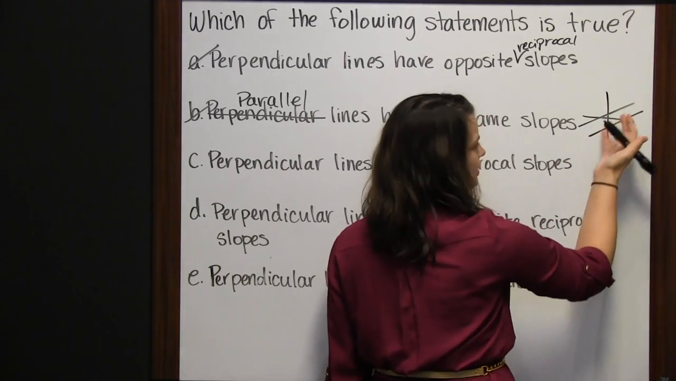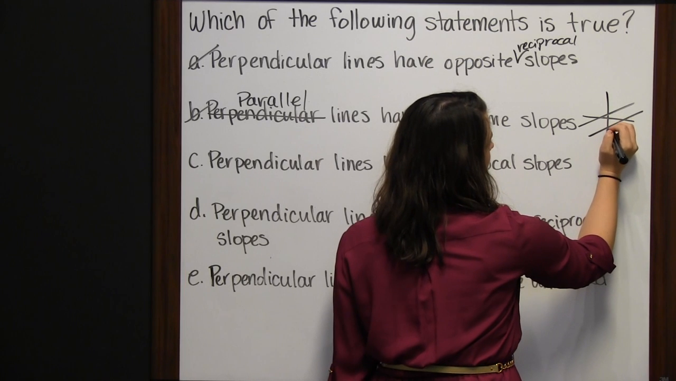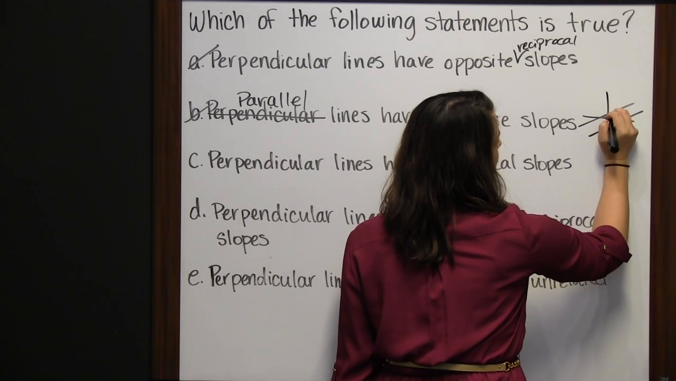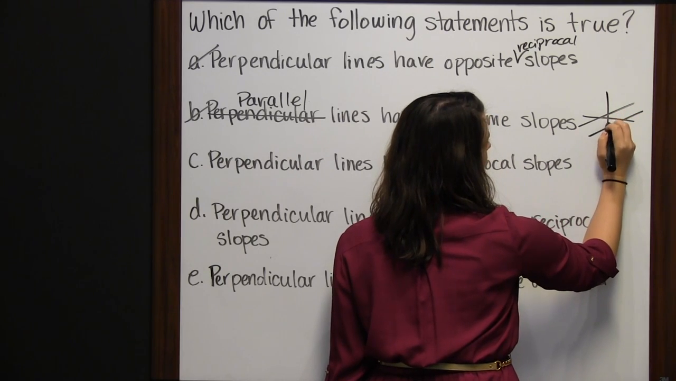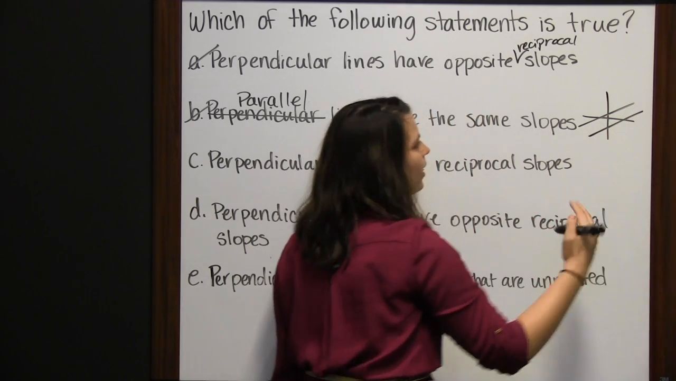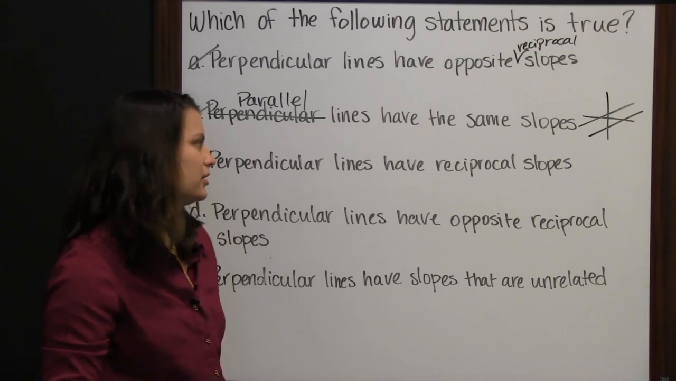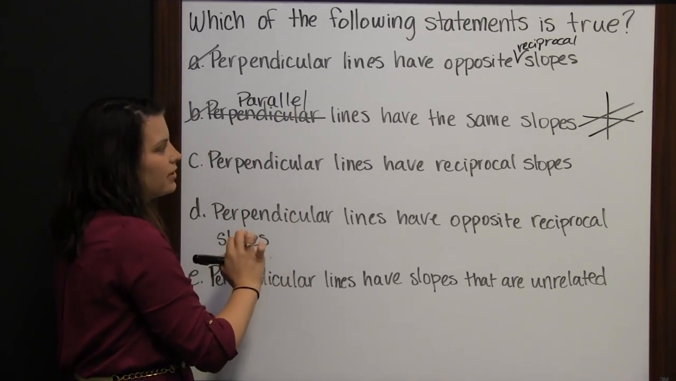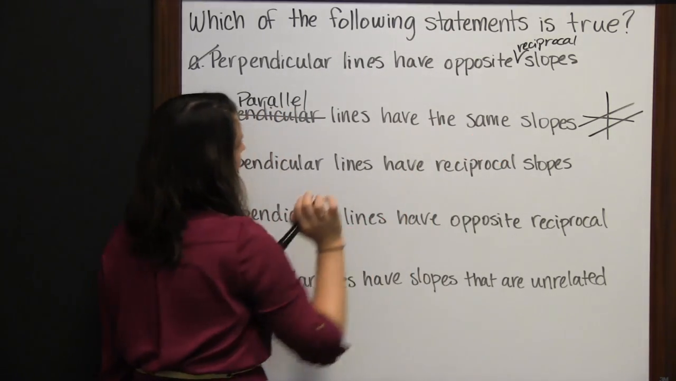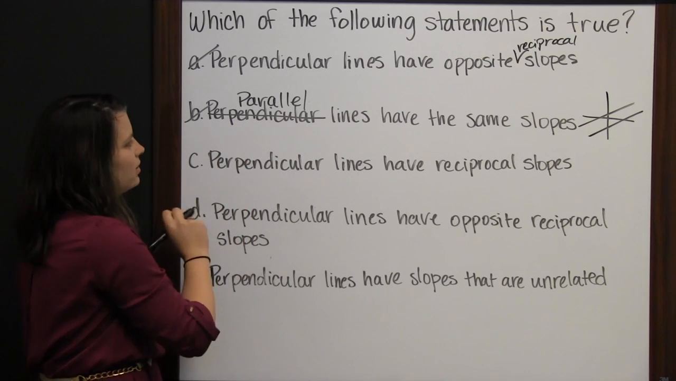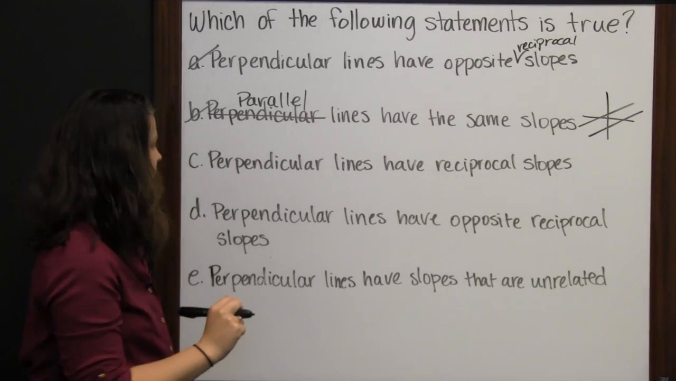For instance, let's say these lines had a slope of 1/2. Then this line, we go up 1 over 2, up 1 over 2, same thing here, up 1 over 2, up 1 over 2, and that way our lines never touch. So it's parallel lines that have the same slopes. So this statement is also not true.